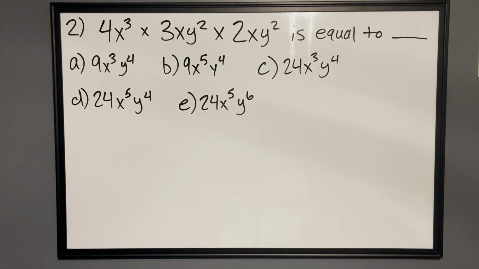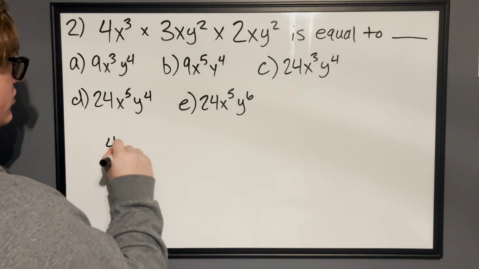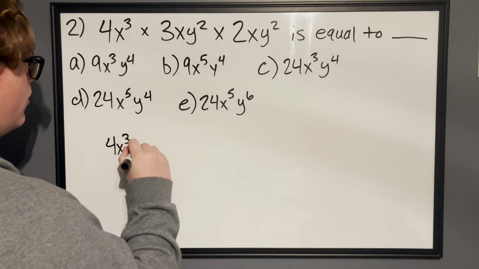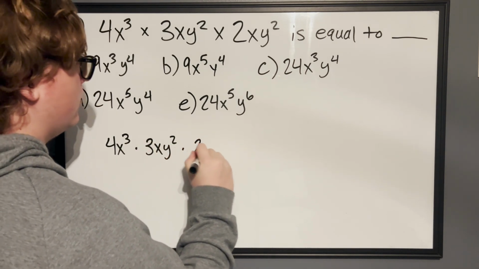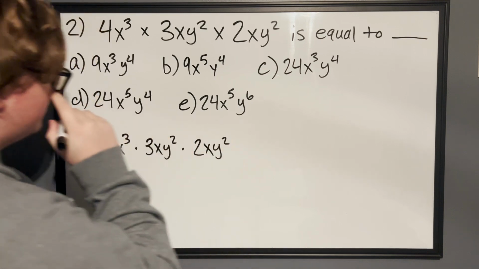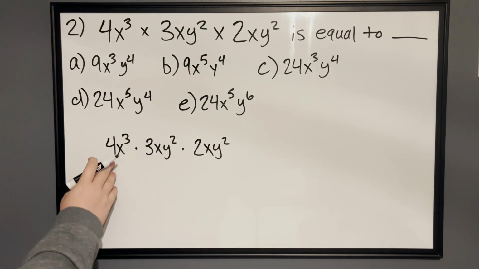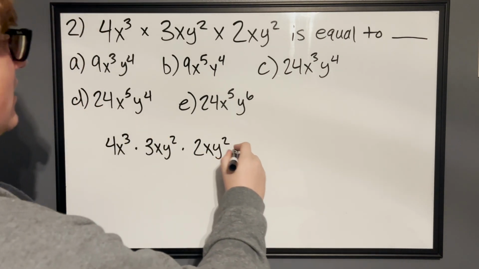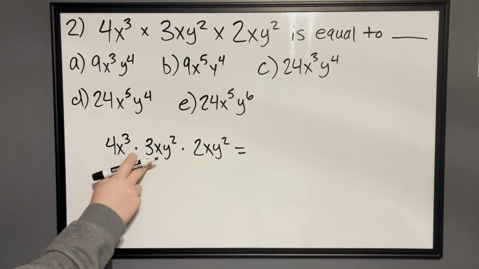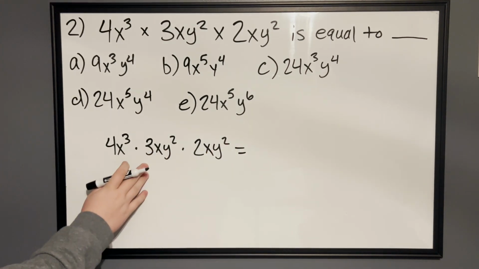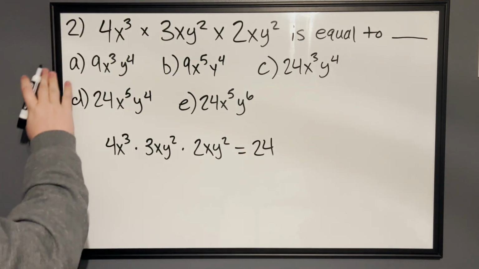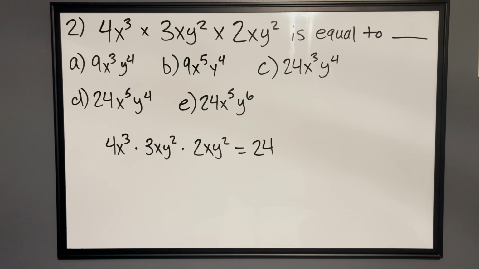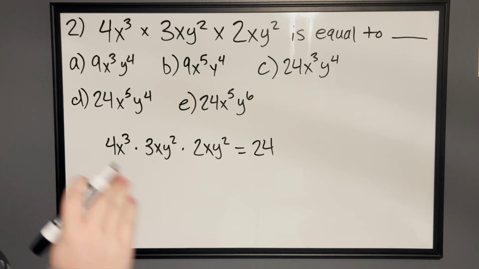So now this is just properties of exponents. So let's do it like this. Let's just rewrite it. 4x cubed, and we're going to multiply that by 3xy squared. We're going to multiply that by 2xy squared. So here, we're going to go ahead and just start by multiplying all the constants. So we have 4 times 3 times 2. 4 times 3 is 12, times 2 is 24. So that's going to be the first part of our answer, which tells us already that A and B are gone. Now let's multiply all the x terms.